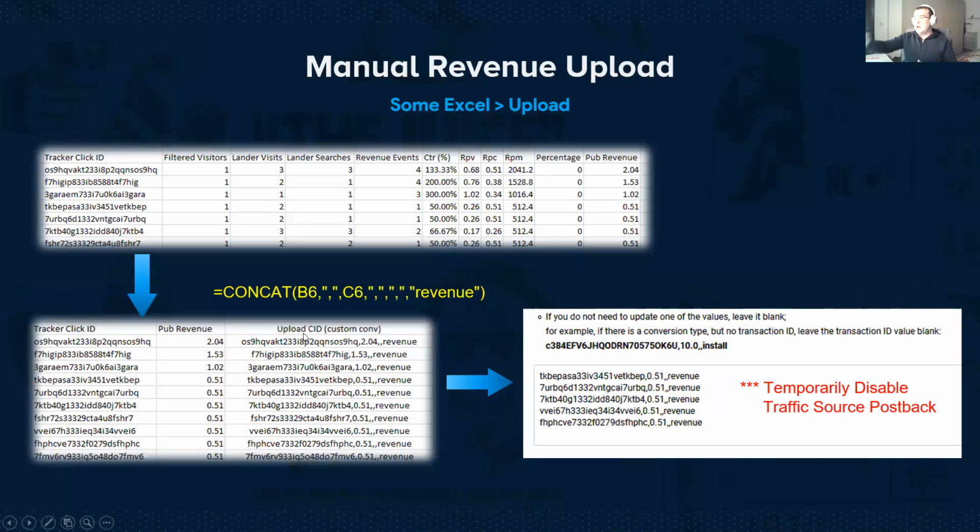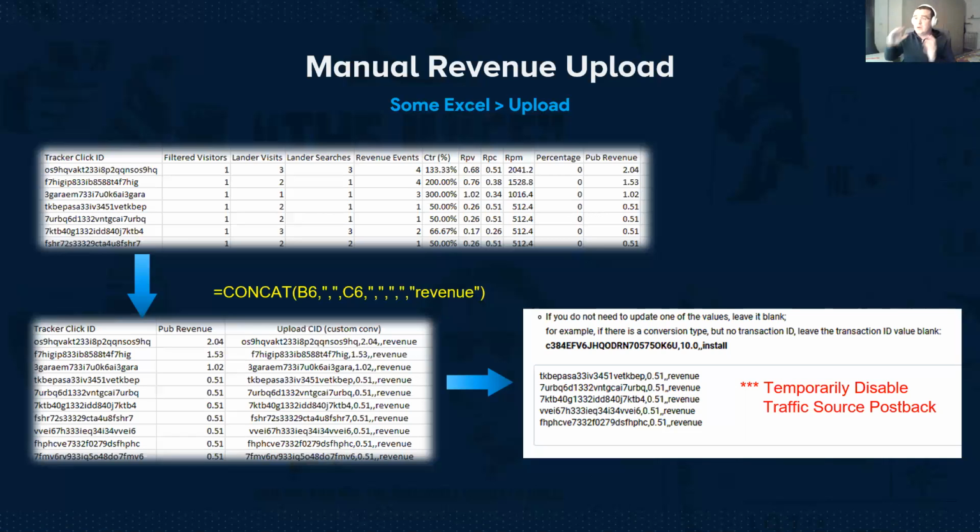Now, I've done this with Voluum in mind, where we will need to enter or upload the click IDs and revenues for a custom conversion. Let's say it's a revenue correction conversion that we're uploading.